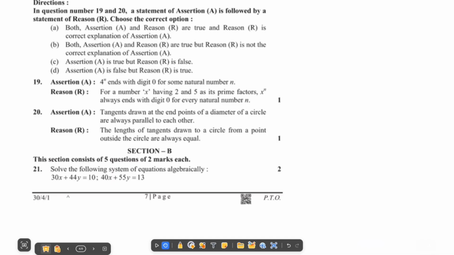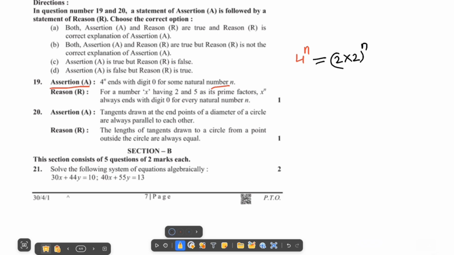Next, 19th question. Assertion A: 4 power n ends with digit 0 for some natural number n. So this 4 power n ends with digit 0 for some natural number n. Let's check the prime factorization of 4. It is equal to 2 into 2, whole power n.